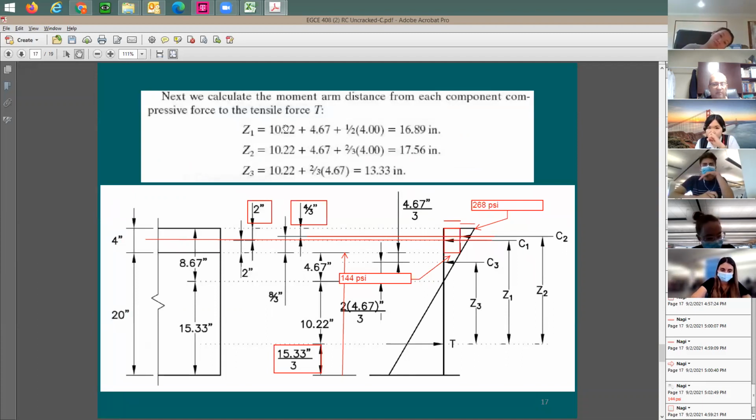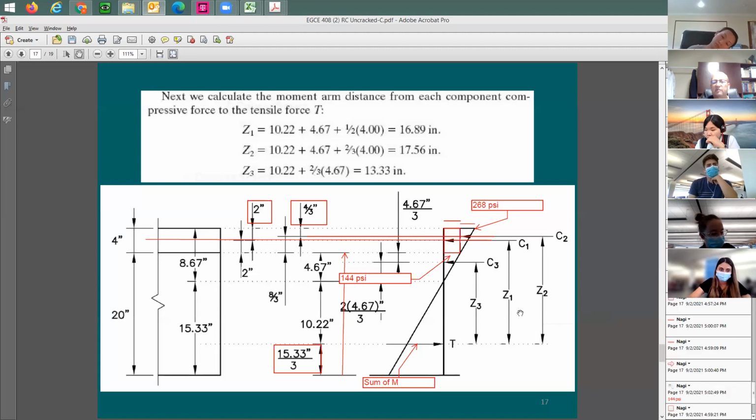Now, how do you find out the cracking moment in this case? You simply say, I'm going to be taking the moment about this point for all the forces acting in the system. You can say summation of moment at this section. So you're going to be looking at this and say, okay, this force is not going to be counted because you're going to be taking the moment about this one. So instead, you're going to have C1 times Z1 plus C2 times Z2 plus C3 times Z3. And this is going to be what? This is going to be the cracking moment.